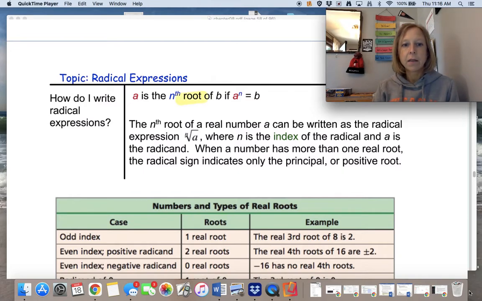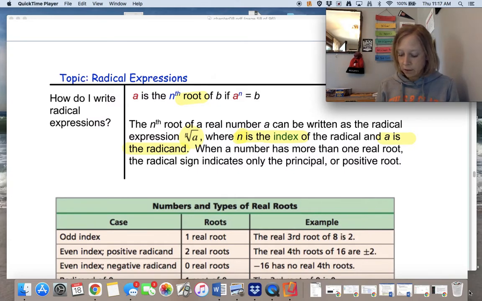The nth root of a real number a can be written as the radical expression n root of a. We consider n to be the index. So that's a new vocabulary word. n is the index and a is the radicand. When a number has more than one real root, the radical sign indicates only the principal or the positive root. So unless you are specifically told to find all roots, you're just going to assume that you need to find the positive, which falls in line with what we've been learning this year.